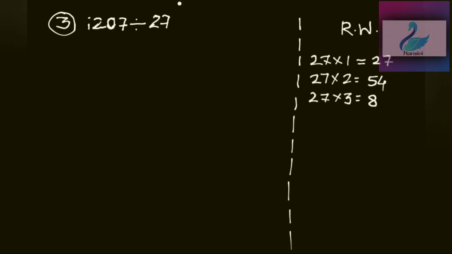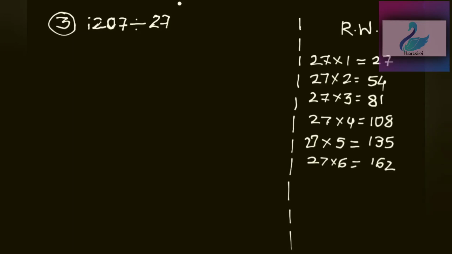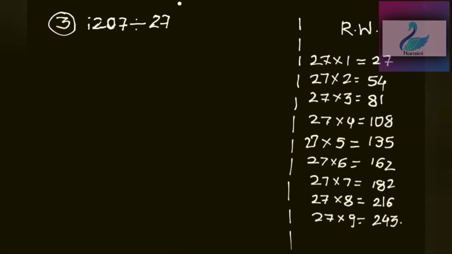27 ones are 27, 27 twos are 54, 27 threes are 81, 27 fours are 108, 27 fives are 135, 27 sixes are 162, 27 sevens are 189, 27 eights are 216, 27 nines are 243 and 27 tens is 270.